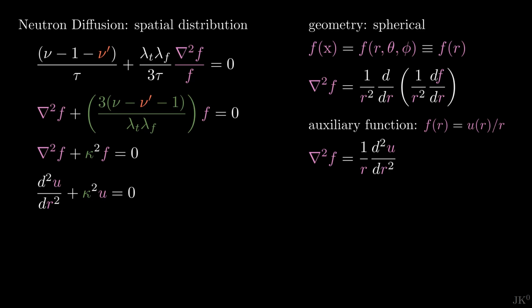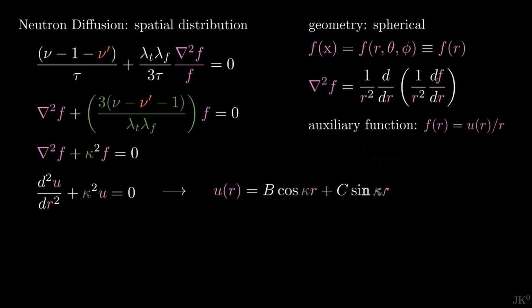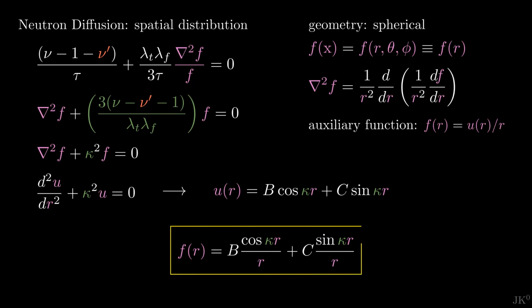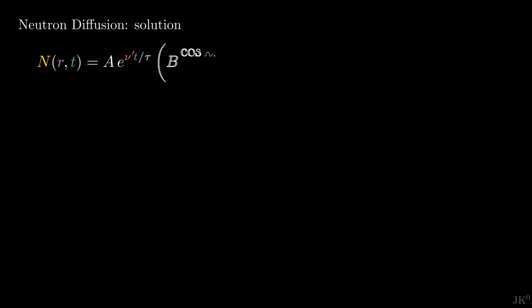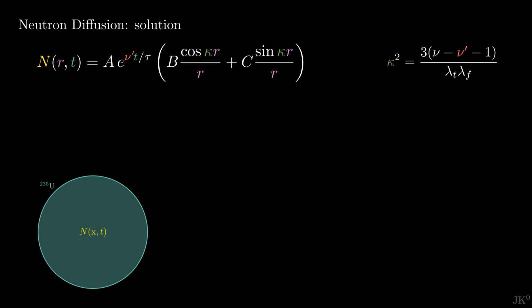This is called harmonic motion, and the solution is the sum of a sine and cosine function. And now that we have u, we find f by simply dividing by r. And again, we have 2 integration constants called b and c. We don't know what they are yet, and they have to be defined using the boundary conditions. So now we can write the full solution. Density is a function of r and t, and is given by the product of the 2 solutions that we found, g and f. In total, we have 4 unknowns: a, b, c, and nu prime.